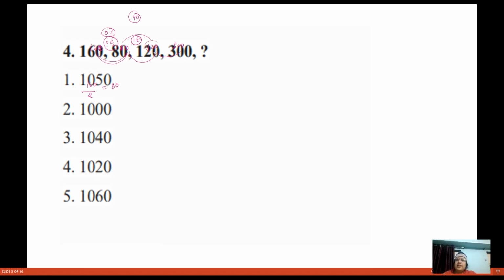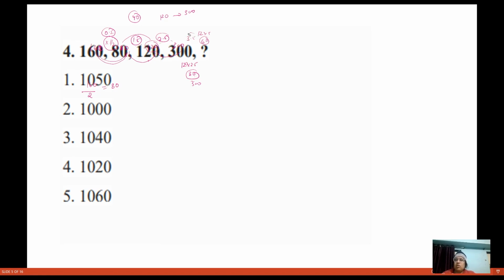And you go from 120 to 300. How many times of 120 is 300? 12 fives are 60, so 12 into 2.5 will be 30. So 120 into 2.5 will get 300. So this is 2.5. This was multiplied by 0.5, this was multiplied by 1.5, this is multiplied by 2.5.